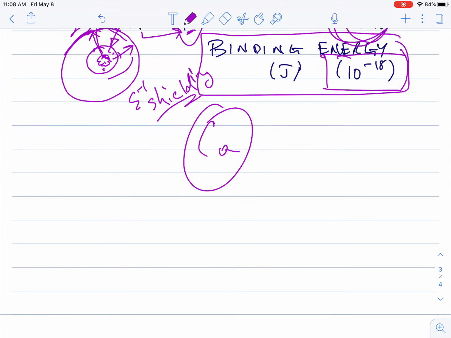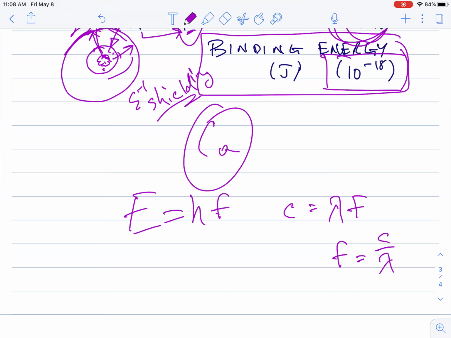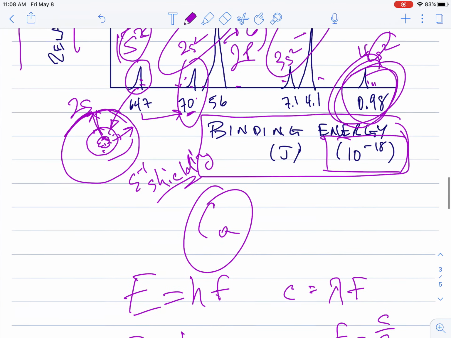I know you all have done these calculations before, but this is just a quick review. Don't forget the energy of light is h times frequency. c equals the speed of light, which is wavelength times frequency. If you solve for frequency, you get c over lambda. So the energy of a photon can also be written as hc over lambda.